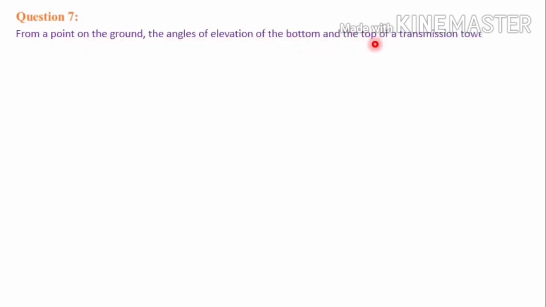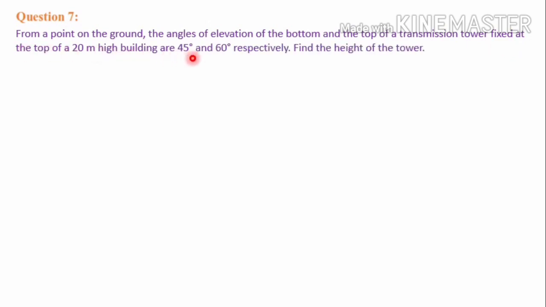Move on to question number 7. The question is, from a point on the ground, the angles of elevation of the bottom and the top of a transmission tower fixed at the top of a 20-meter high building are 45 degree and 60 degree respectively. Find the height of the tower.